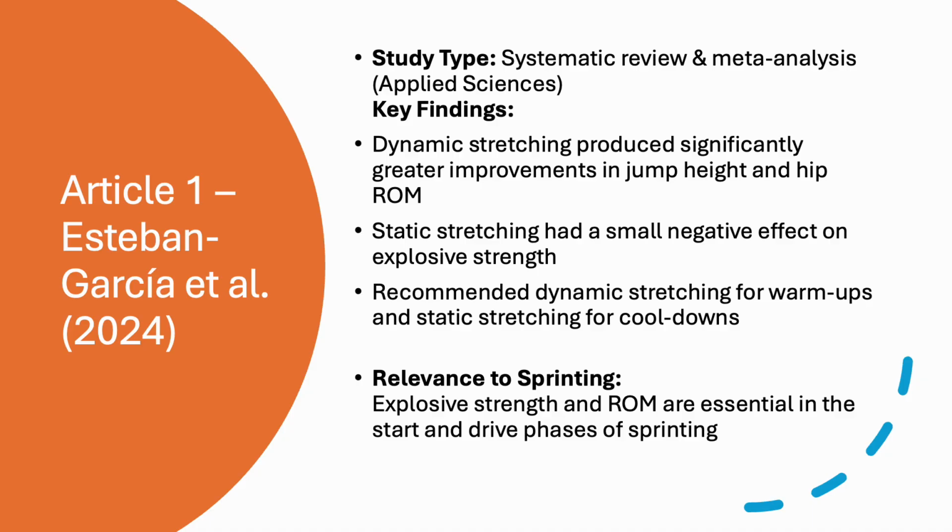So the first article that I looked at was a systematic review and meta-analysis by Esteban Garcia and some of his colleagues. They examined the impact of both static and dynamic stretching across multiple studies. Their key findings showed that dynamic stretching significantly improved jump height and range of motion. The relevance to sprinting is that it leads to explosive strength and range of motion, and they are essential for starting the driving phases of sprinting.